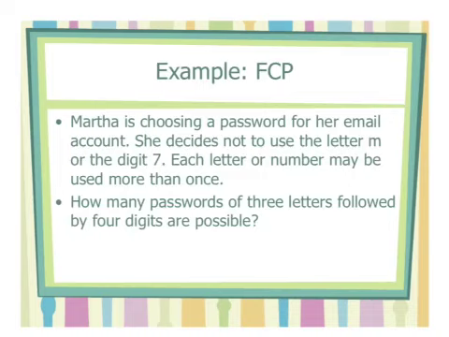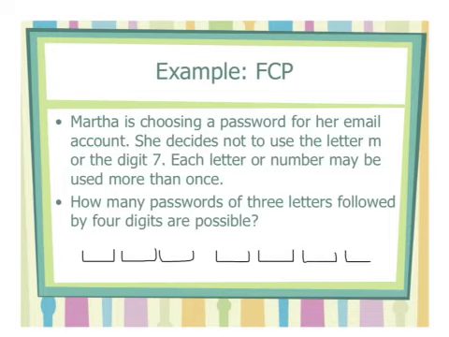This is how I like to set these up. First off, we want 3 letters, so I have 3 blanks for letters. And then 4 digits, so then we have 4 little blanks for our digits. Now, how many choices for letters do we have? Normally we'd have 26, but we can't use the letter M, so we're only going to have 25.